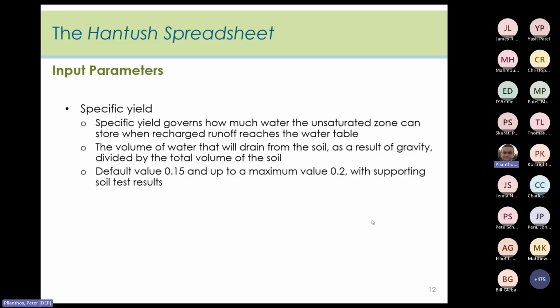Specific yield governs how much water the unsaturated zone can store when recharge reaches the water table. The more water that can be stored in the unsaturated zone, the lower the resulting mounding. Therefore, a soil having a higher specific yield may result in a lower mounding height than a soil having a lower specific yield when other inputs remain the same. For groundwater mounding purposes, specific yield is not calculated by subtracting field capacity from porosity.